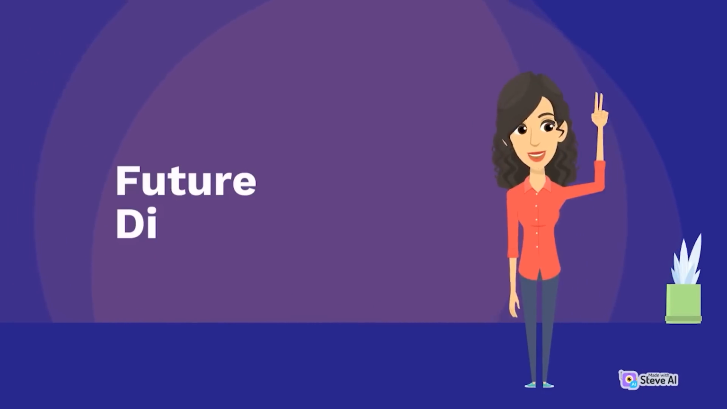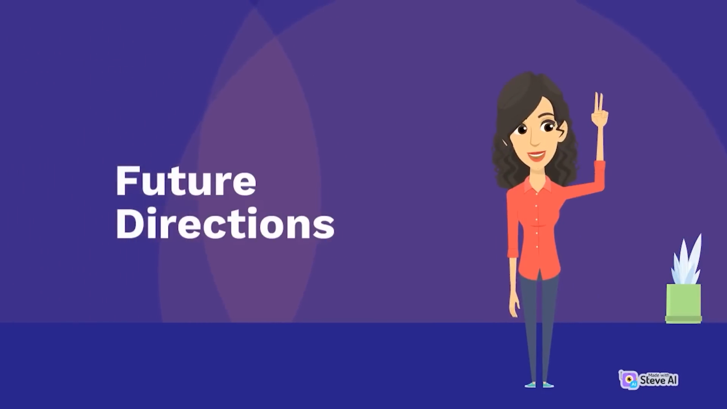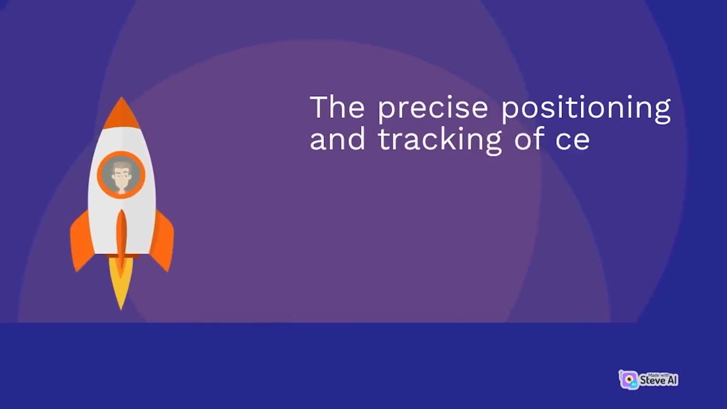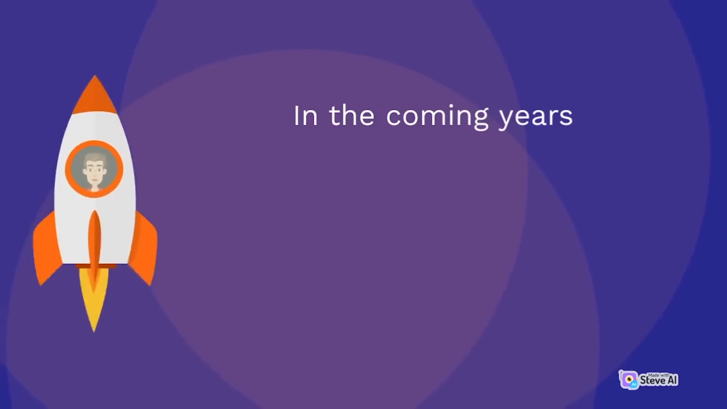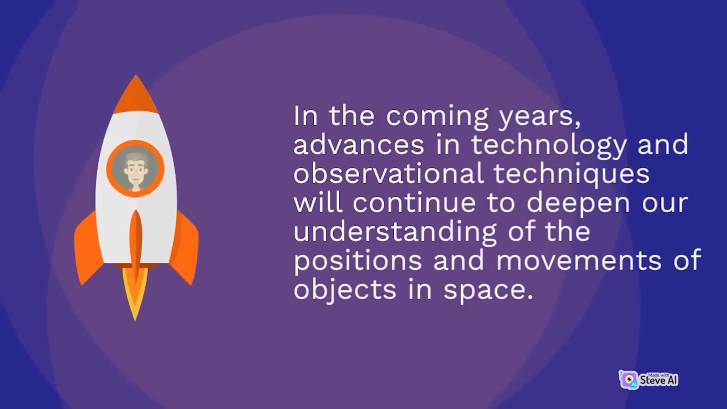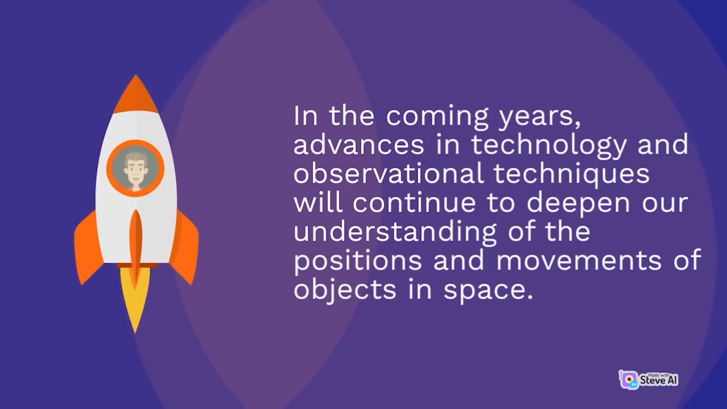Future directions. The precise positioning and tracking of celestial objects is a rapidly evolving field, with new discoveries and innovations constantly emerging. In the coming years, advances in technology and observational techniques will continue to deepen our understanding of the positions and movements of objects in space.